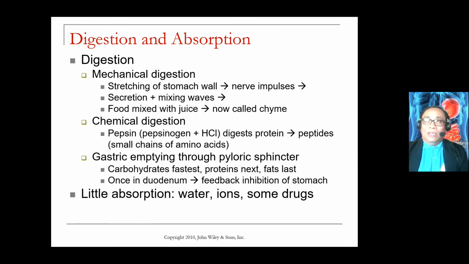Okay, so mechanical digestion is facilitated by chemical digestion carried out by the enzyme pepsin that combines with hydrochloric acid, which digests proteins, then turns them into peptides or small chains of amino acids. Okay, so gastric contents empty through the pyloric sphincter. The carbohydrates move fastest, proteins follow, and fats last. And once it is in the duodenum, there is a feedback inhibition of the stomach.